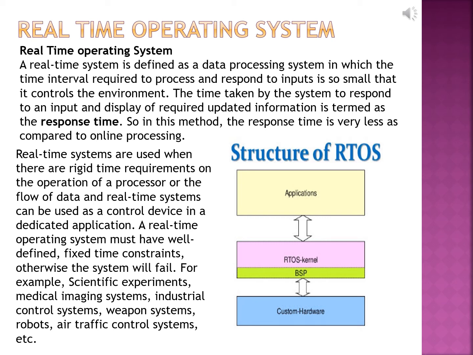Now, what are the components of a real-time operating system? The components are the scheduler, symmetric multiprocessing, function library, memory management, fast dispatch latency, and user-defined data objects and classes.